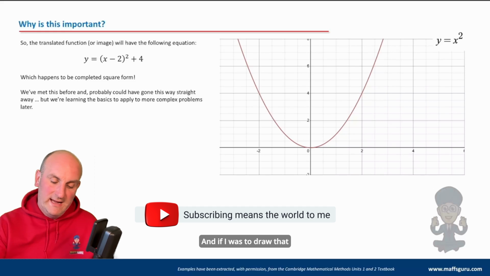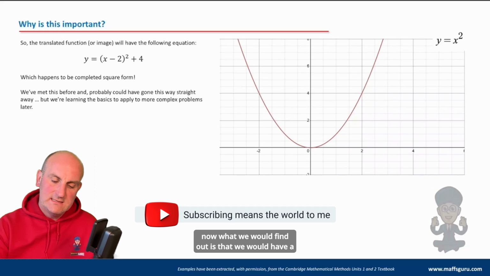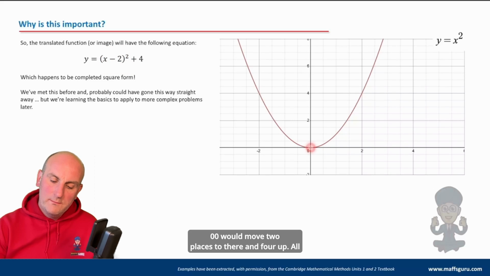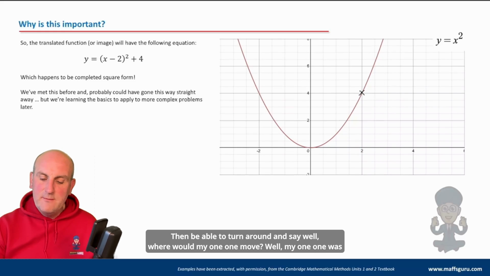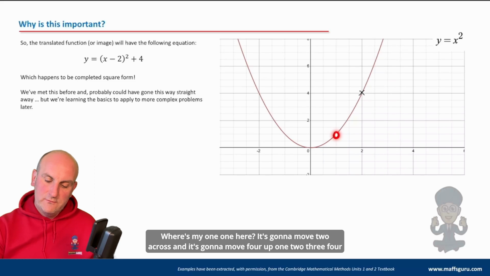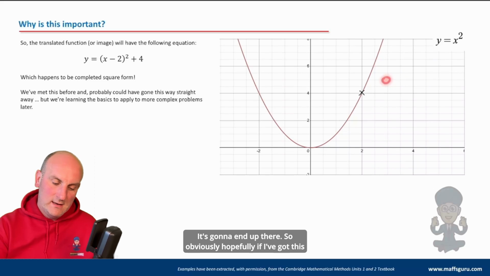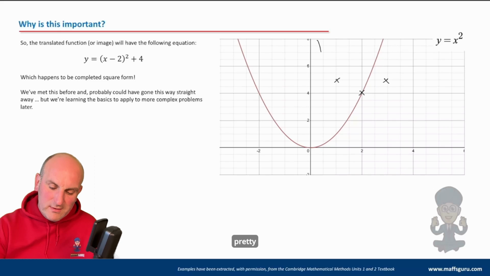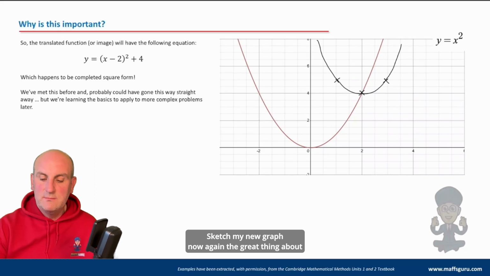And if I was to draw that, then what we would find out is that we would have our minimum point here, our 0, 0, would move 2 places to there and 4 up. All right. So I would now be able to put a cross there and then be able to turn around and say, well, where would my 1, 1 move? Well, my 1, 1 was, where's my 1, 1? Here. It's going to move 2 across and it's going to move 4 up. 1, 2, 3, 4. It's going to end up there. So obviously, hopefully, if I've got this right, it's going to be there, and that one's going to be there. And then I can pretty much sketch my new graph.